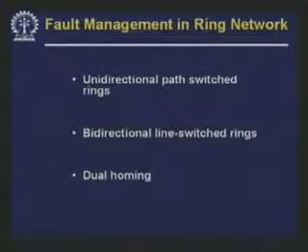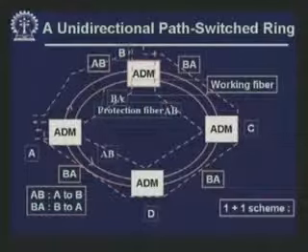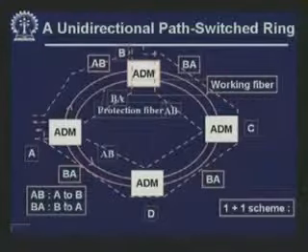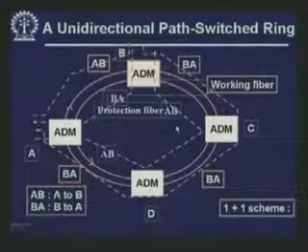So, we will look at two different cases, unidirectional path switch rings and bidirectional line switch rings. So, UPSR and BLSR. This is a diagram for UPSR. We have AB meaning A to B and BA meaning B to A. First of all, you see that we have these two rings. So, we have a working fiber as well as a protection fiber.